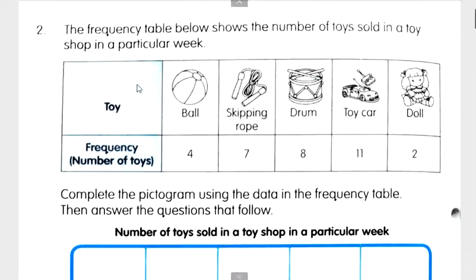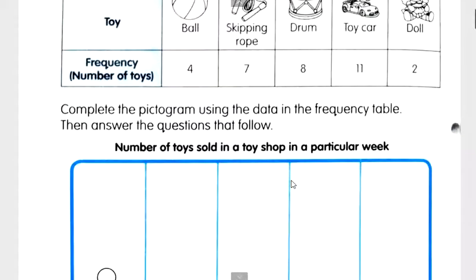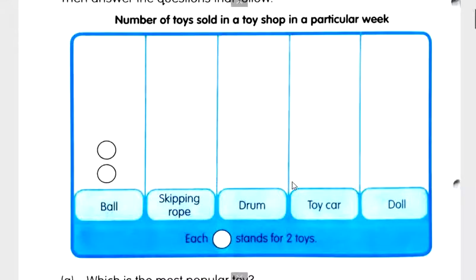Then number 2, the frequency table below shows the number of toys sold in a toy shop in a particular week. Okay, there are toys here, and these are the number. Complete the pictogram using the data in the frequency table. I will make one example for you. Look at the symbol. We will use a circle to fill the pictogram, and each circle stands for 2 toys.